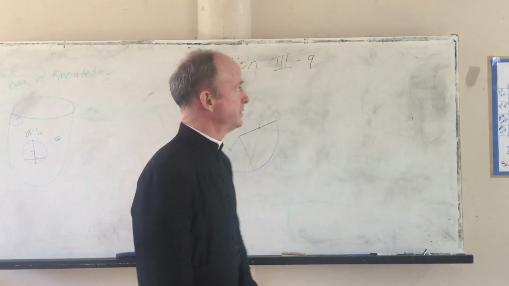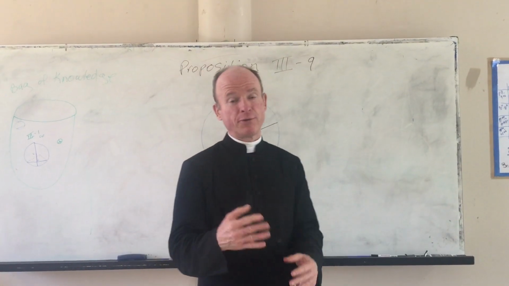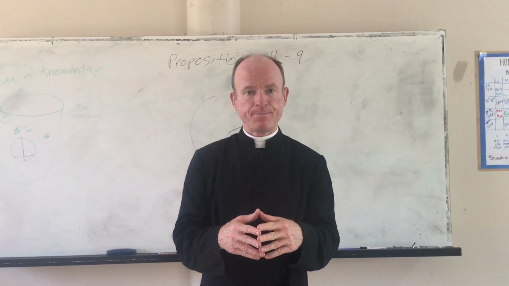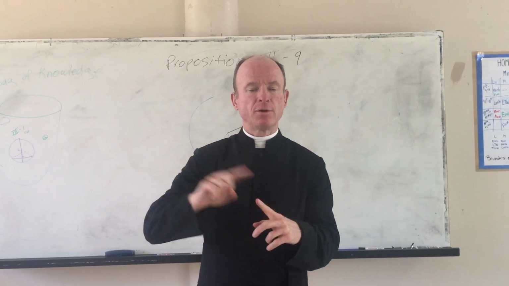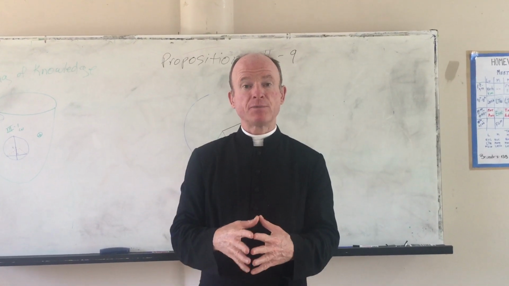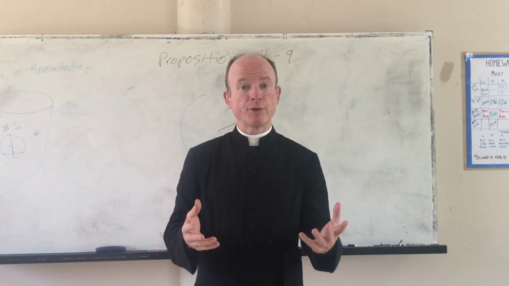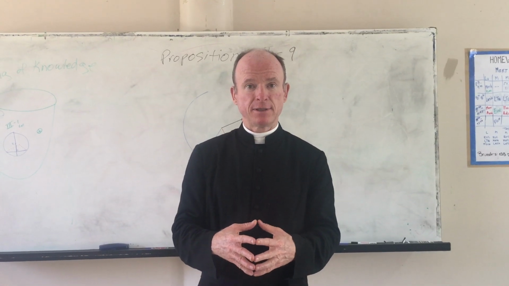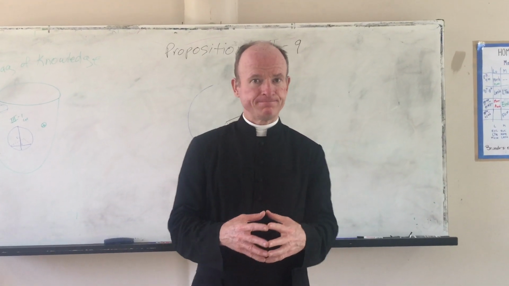Hello, dear students. Today we have Proposition 9 of Book 3. If there be a circle and a point be taken, and you drop lines from that point to the circumference of the circle, and more than two lines be equal, that point is the center of that circle.